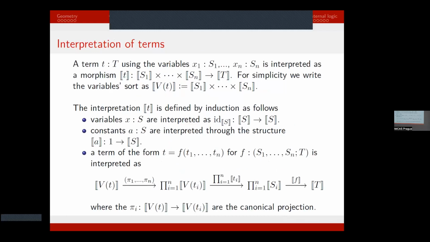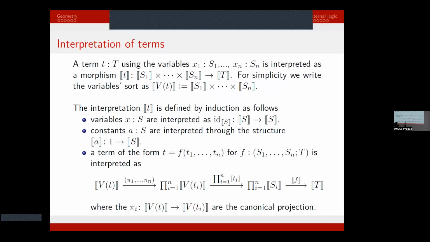Now we need to interpret terms. So we have interpreted the words. Now we have to understand what words are. It's the same trick over and over. So we build it again by induction. The variables become the identity. The constants are just interpreted as we interpreted them before. Now, if we have a term defined as a function of other terms, for suitable f, then what we do is we take the interpretation of the function, which has this as domain.